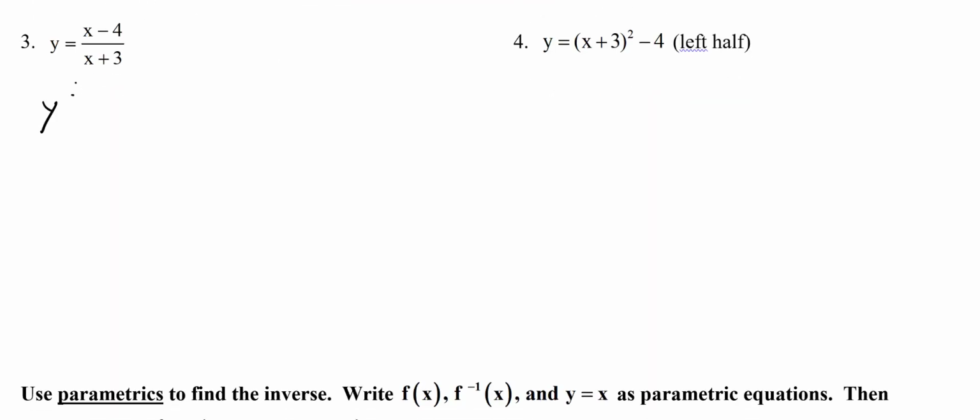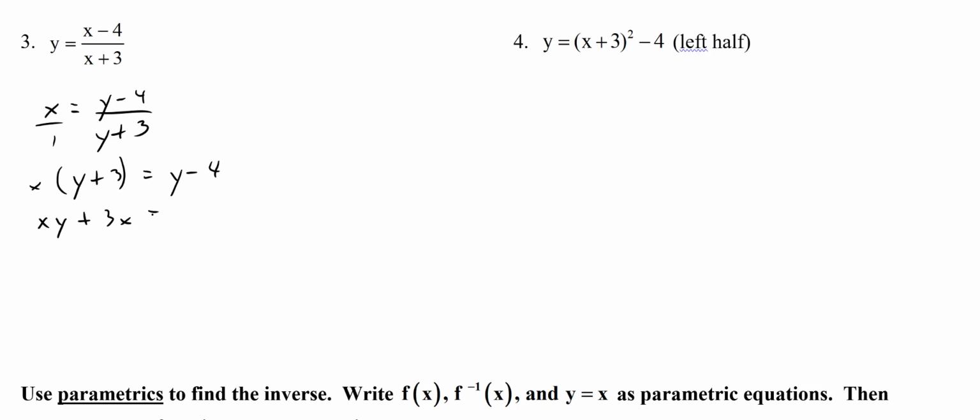So y, it's already y equals, so I don't need to do anything with that. Okay, so let's just do x equals, let's swap it right away. So it's x equals y minus 4 over y plus 3. So we're going to cross multiply, so it's x times y plus 3 is equal to y minus 4. So a little more difficult to solve for this one, right? You guys agree? But not a big deal. So we're going to distribute, so we get xy plus 3x equals y minus 4. And then I'm going to subtract 3x from both sides.